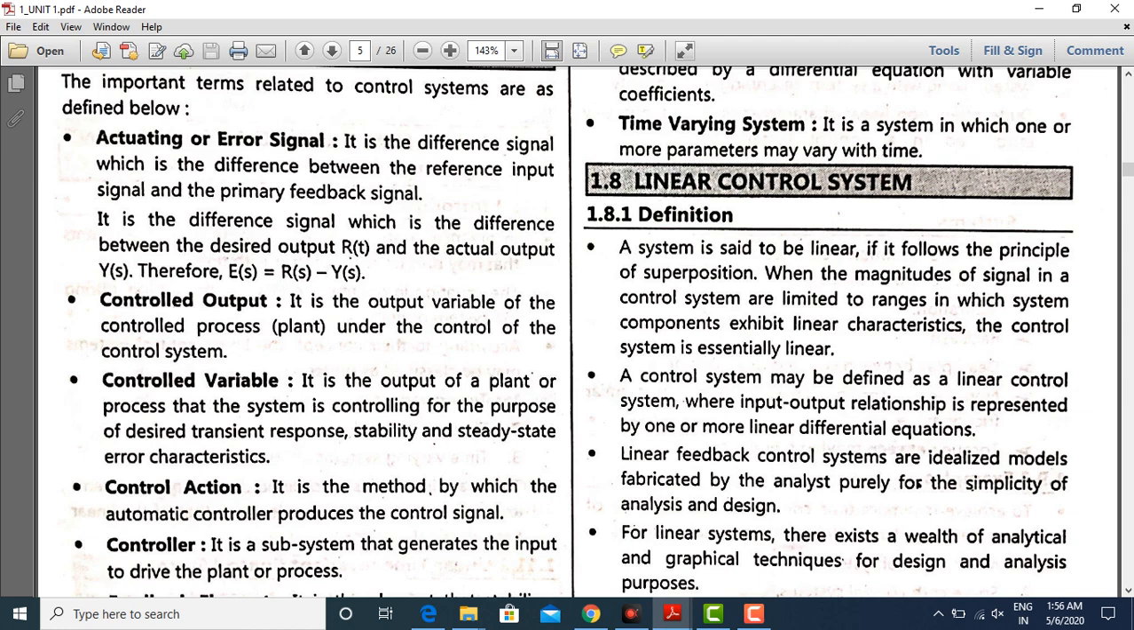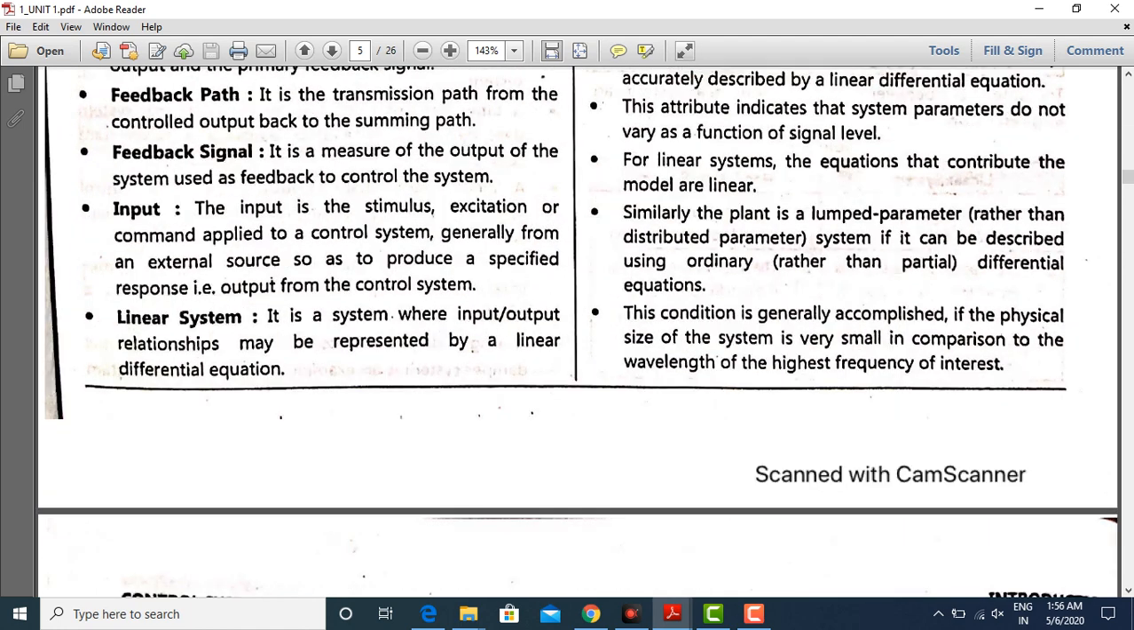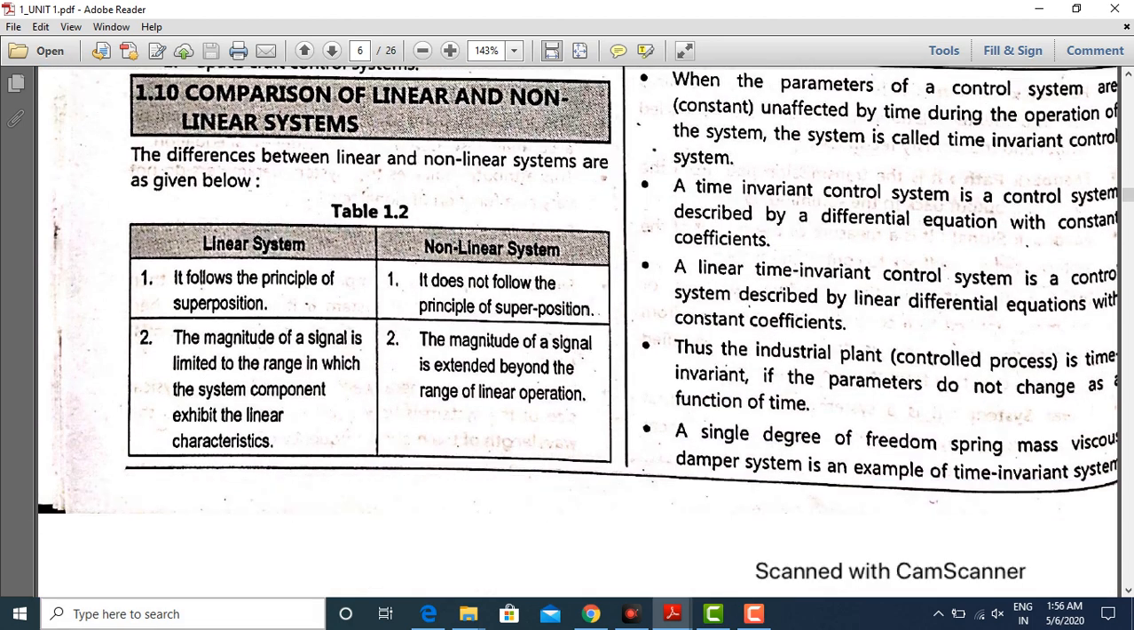Now we'll move towards the linear and non-linear system. Let's discuss the comparison. If you just remember the comparison, you are able to memorize the theory. As we have discussed in the class, first point, a linear system follows the principle of superposition. Non-linear system does not follow the principle of superposition.